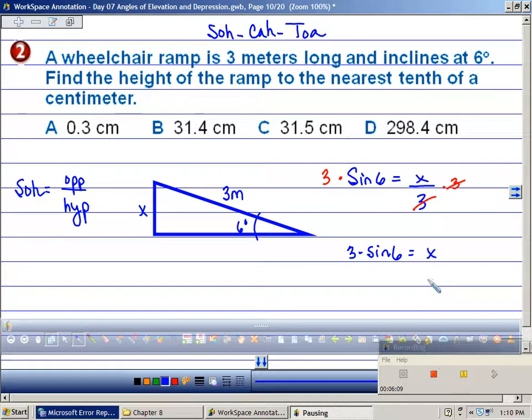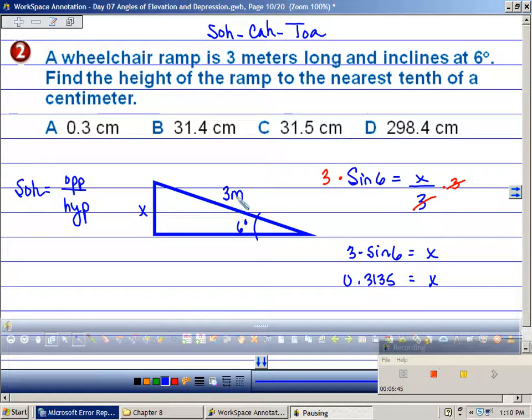Put it in a calculator. Tell me what you get. What'd you guys get? What did you get in your calculator? 0.31 what? 35. Does that make sense? Would this be 0.3135?